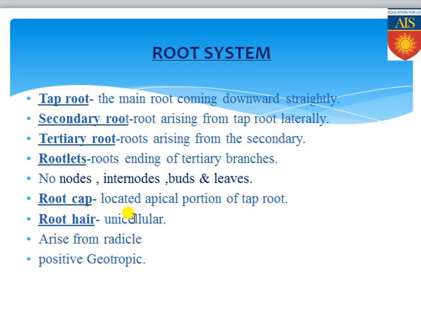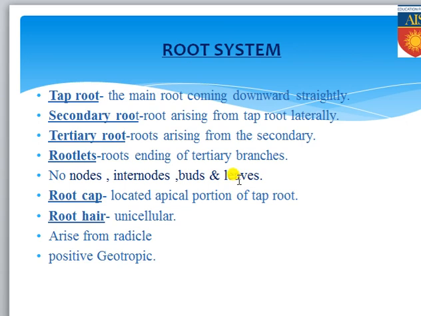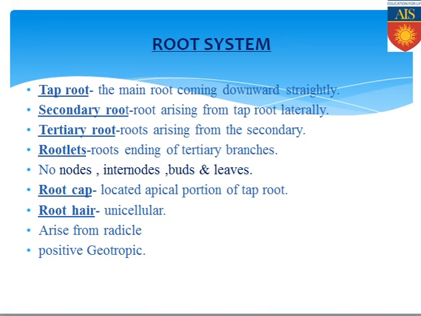First of all, when we study the root system, we need to know that root is a specific structure commonly found in plants, which penetrates the soil and moves inside, and it is exclusively responsible for absorbing water as well as minerals from the soil. Roots are commonly of 3 types. One is the taproot system, second is the fibrous root system, and third is the adventitious root system.